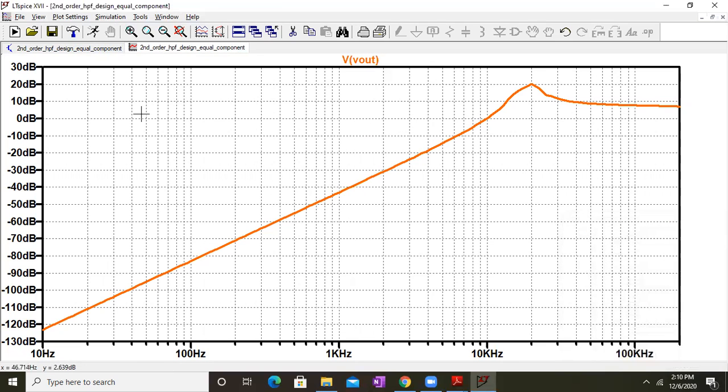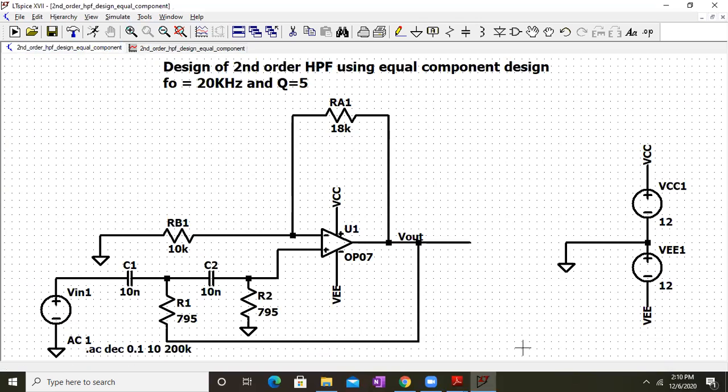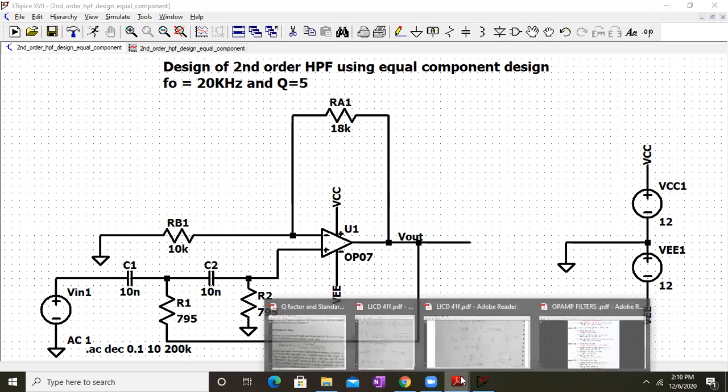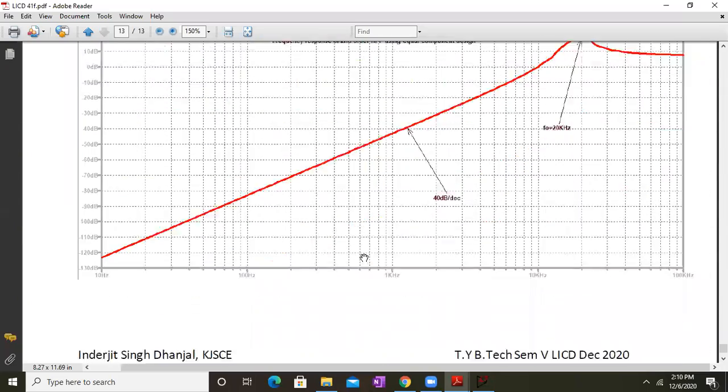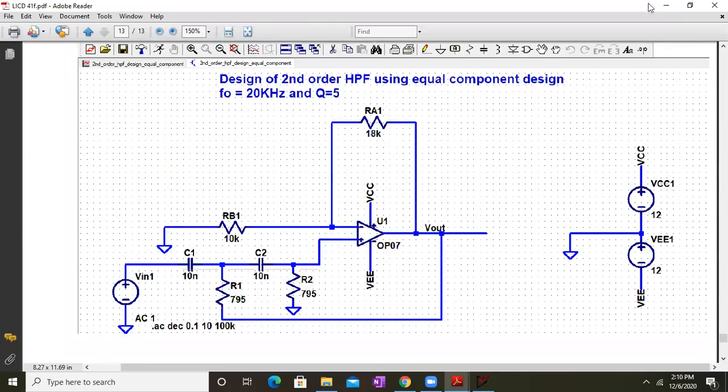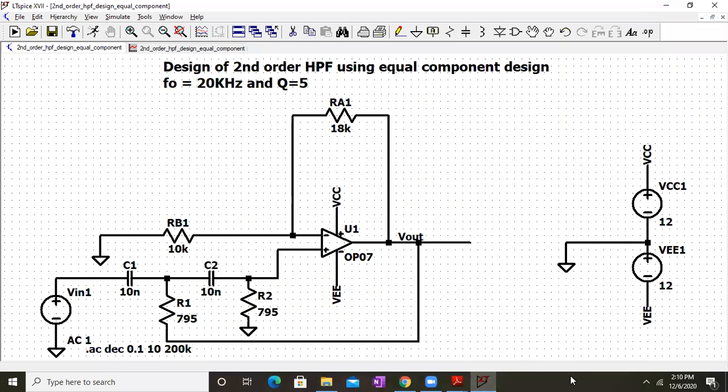Okay, I think with this we have come to the end of today's lecture. I guess this was the last design for this lecture. So we have covered today the design of a second order high pass filter with equal component design. We have also seen the general structure for the second order high pass filter, and we have derived the equations for F naught and the quality factor. And that's it for this online lecture.